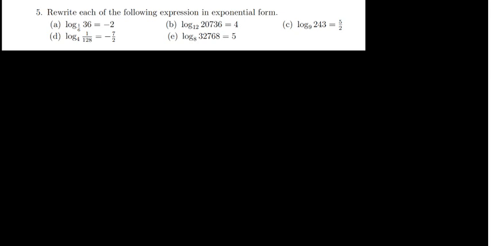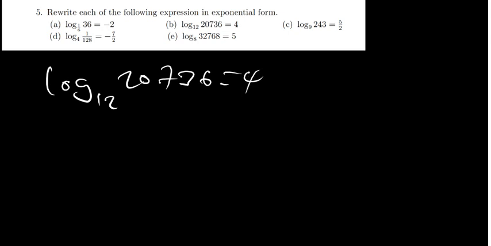Now I have question 2 here, which is part B. It says log base 12 of 20,736 is equal to 4. What it means here is that we want to come out from log to exponential. The base raised to the power of what is outside is equal to what is inside.